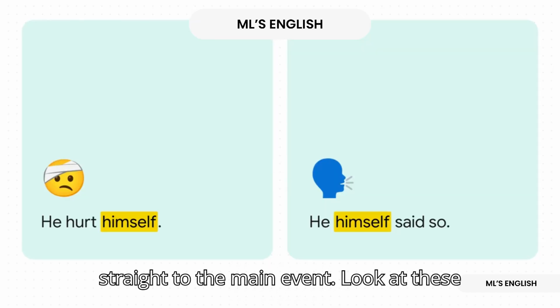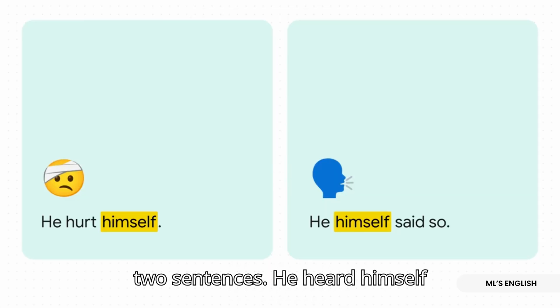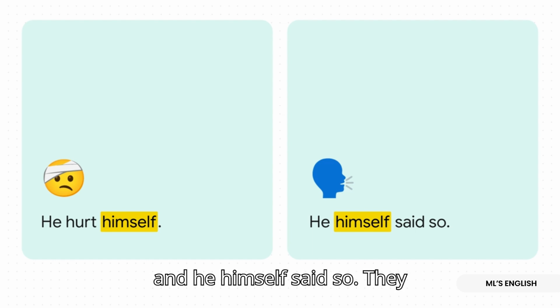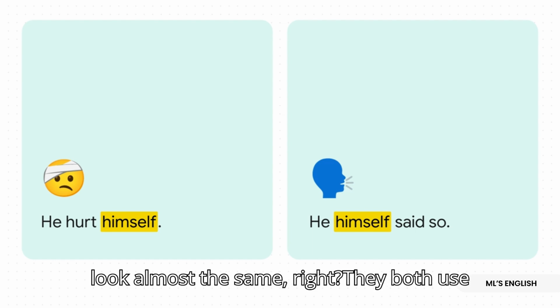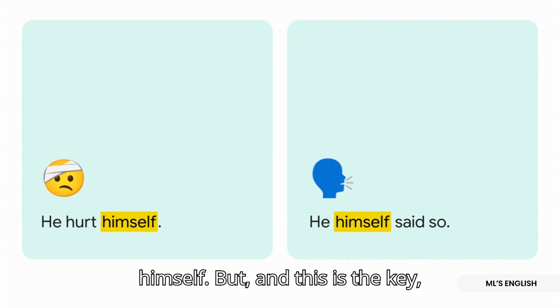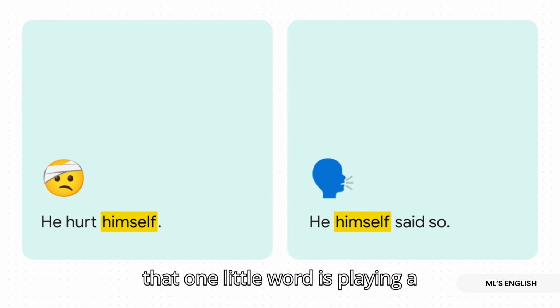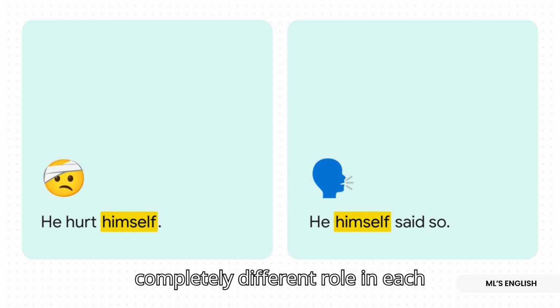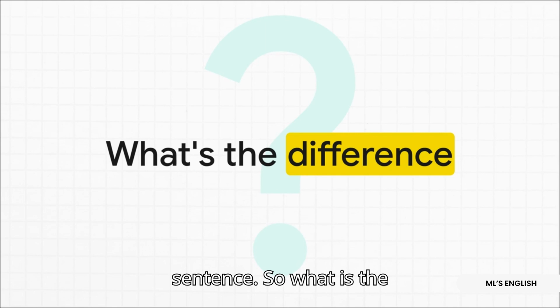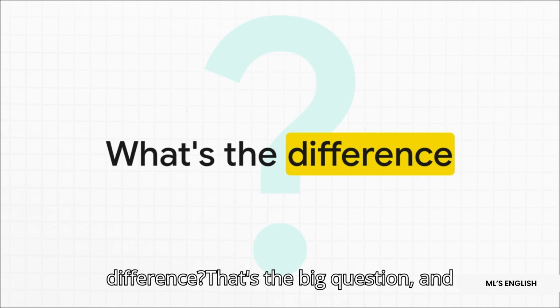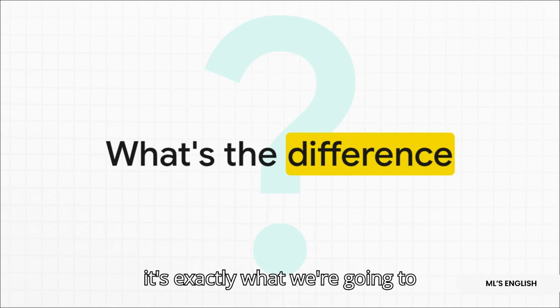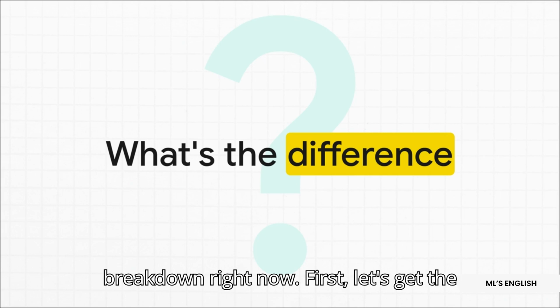Okay, let's jump straight to the main event. Look at these two sentences. He hurt himself, and he himself said so. They look almost the same, right? They both use himself. But, and this is the key, that one little word is playing a completely different role in each sentence. So, what is the difference? That's the big question, and it's exactly what we're going to break down right now.